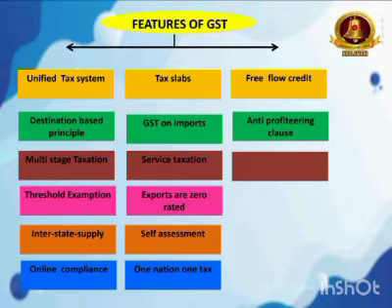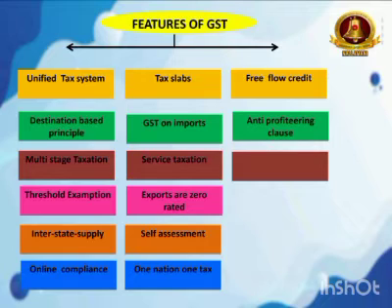Next point, destination based principle. GST is based on the principle of destination based consumption taxation as against the principle of origin based taxation. GST is collected in the state where the final consumption of goods or services occurs. This ensures that revenue generated from the tax goes to the consuming state rather than the producing state.